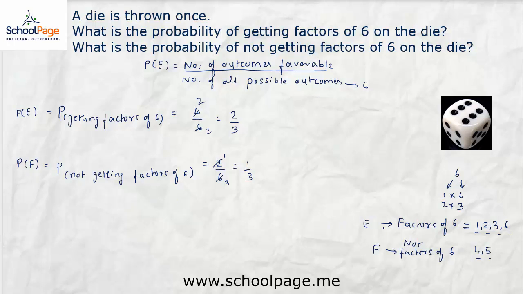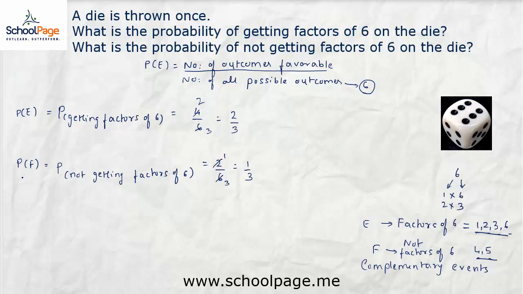We can see that the outcomes of E are 1, 2, 3 and 6. The outcomes of F are 4 and 5. So the outcomes of E are not the outcomes of F, and the outcomes of F are not the outcomes of E. When we add all the outcomes of E and F, we get all possible outcomes, which is 6. Hence, we can say that E and F are complementary events.